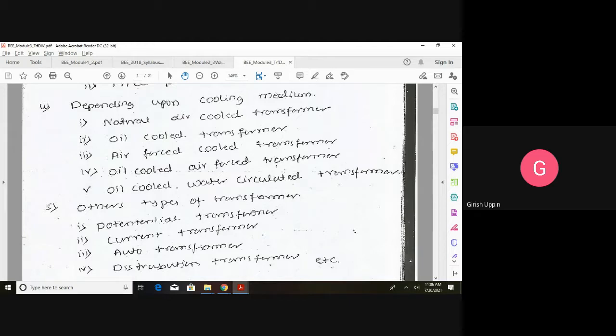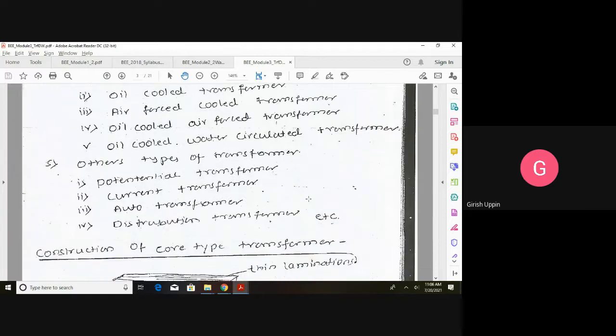Again, the oil cooled and water circulated transformer. We will have oil cooling. On top of that, there is a circulation on the outer body of the transformer. Water circulation will be there, which will carry the heat and dissipate it. And there are other types of transformers also: potential transformer and current transformer. They are used in instrumentation.